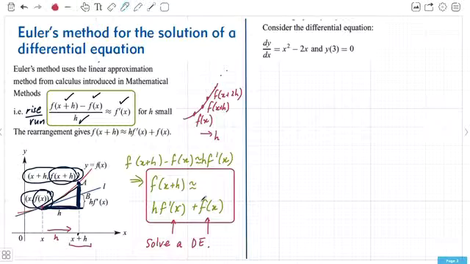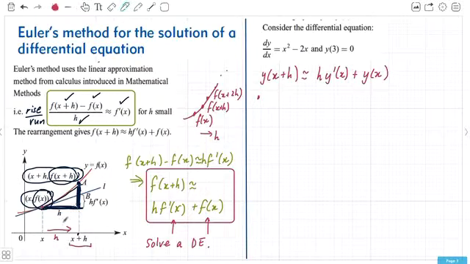So we're going to use this. So what we'll do is have a look here. First of all, we've got a differential equation, dy dx equals x squared minus 2x, and we have the point y equals 0 and x equals 3. Okay, so what I'm going to set up here is a couple of things. First of all, I'm going to mimic this setup here. I'm just going to use a y instead of an f. So I'm going to have y of x plus h is approximately equal to h times y dash of x plus y of x.